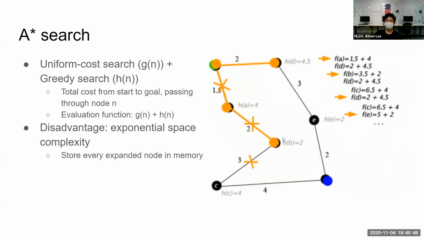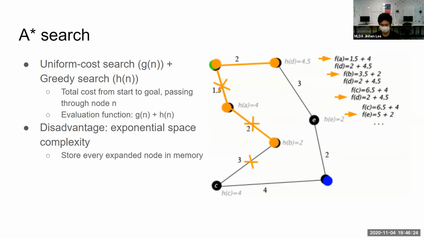And another type of algorithm is the A-star search. So this combines the uniform cost search, which uses the path cost function g(n), with the greedy search we discussed earlier, which uses the heuristic function h(n). So if you add g(n) with h(n), it's the total cost from your start to goal, passing through this node n here. So your evaluation function is the sum of these two. And one disadvantage is it requires exponential space complexity, as it will store every expanded node in memory.